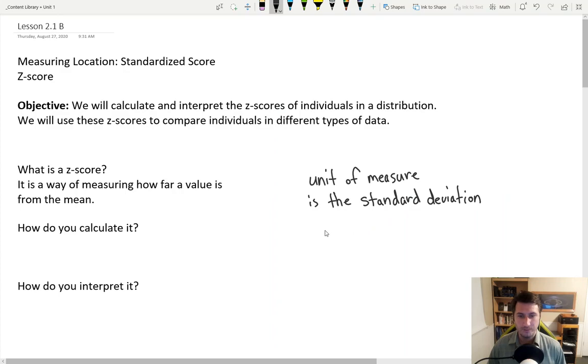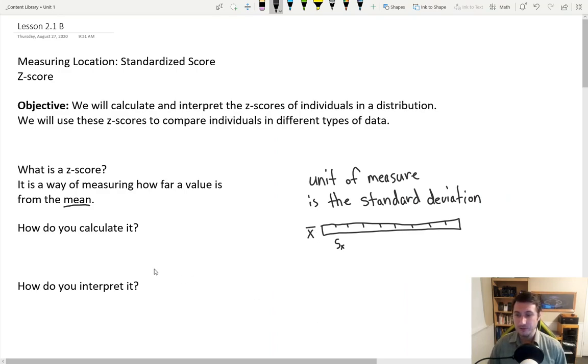Imagine we have this ruler and we want to know how far away from the mean a piece of data is. So we take our measuring stick, and what are these little tick marks on our ruler? They're not inches, they're not feet, they are standard deviations. That's what we use to measure how far from the mean we are.